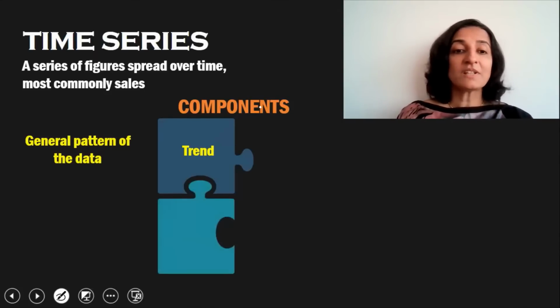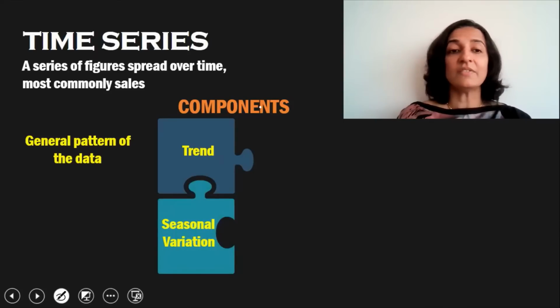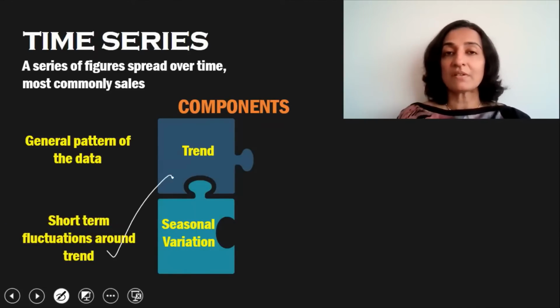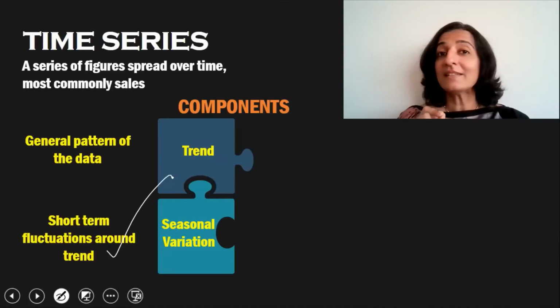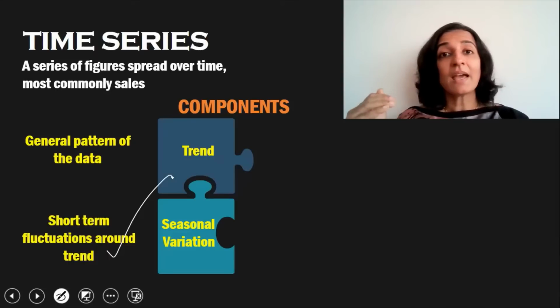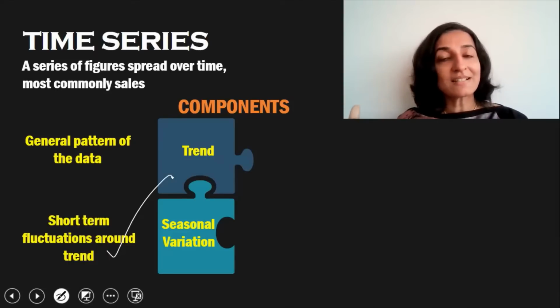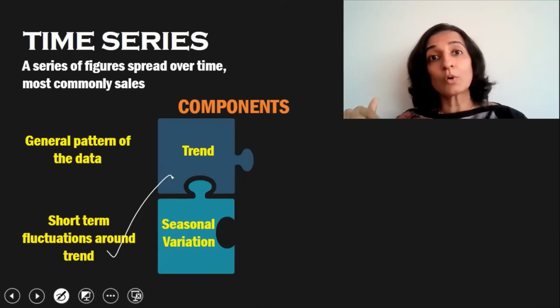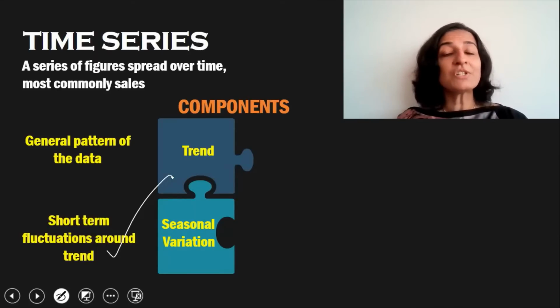The second component of time series is the seasonal variation. Seasonal variation is the short-term fluctuations around trend. Suppose you are involved in the business of making ice creams. When you have maximum sales, it is in the summertime, and during the winter time, your sales reduce. So based on the seasons, your sales shoot up or drop down. So these fluctuations are known as seasonal fluctuations.